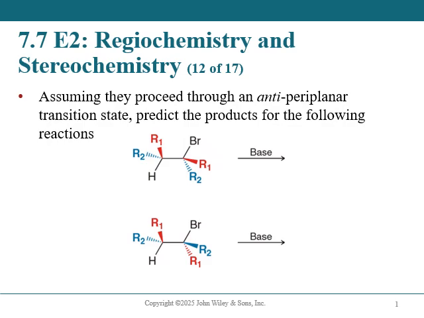Based on everything we've discussed so far, and assuming they proceed through an anti-periplanar transition state, try to predict the products for the following reactions. I will give you the answer that this is a C-type isomer. This one is going to be an E-type isomer, alkenes both. So I'd like for you to sort of work it out to see if you can get these.